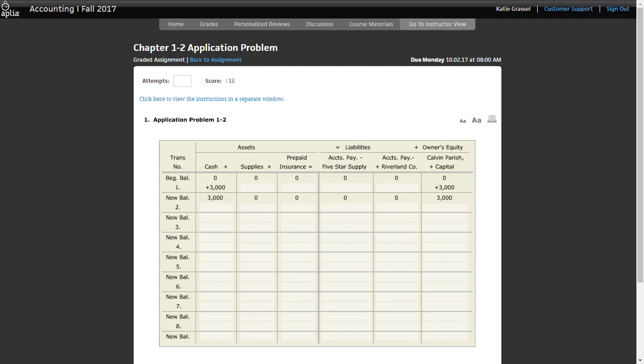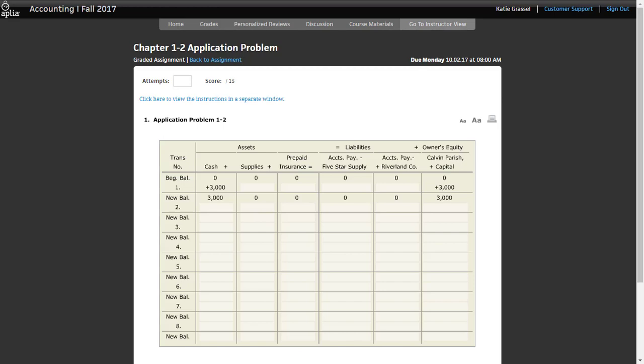Okay. So we have individual accounts. So before, all we did is we just said, all right, I have an asset going up, I'm doing a plus. I have a liability going up, I'm doing a plus. Here we're actually going to go through and put in the amount that's being affected. So when I look right here, the beginning balance for every single one of these accounts is 0, meaning the business just started. They have no value in any of these accounts.